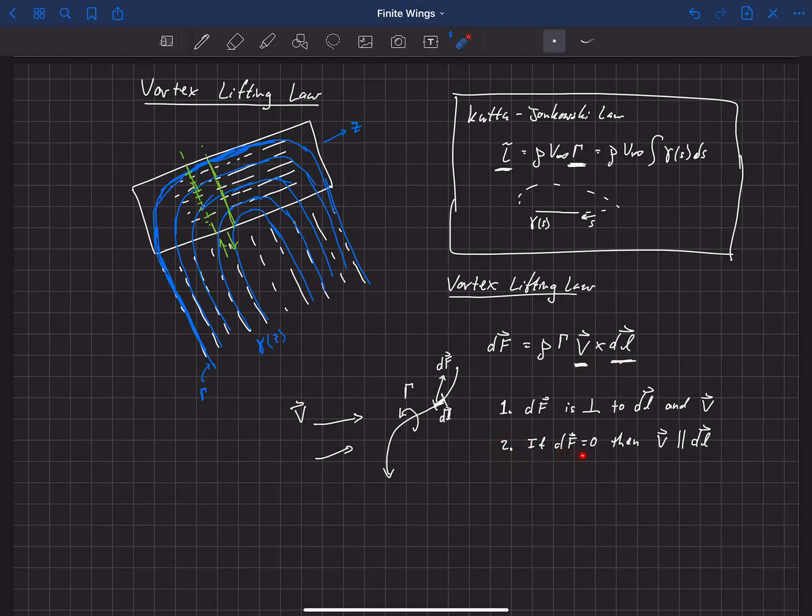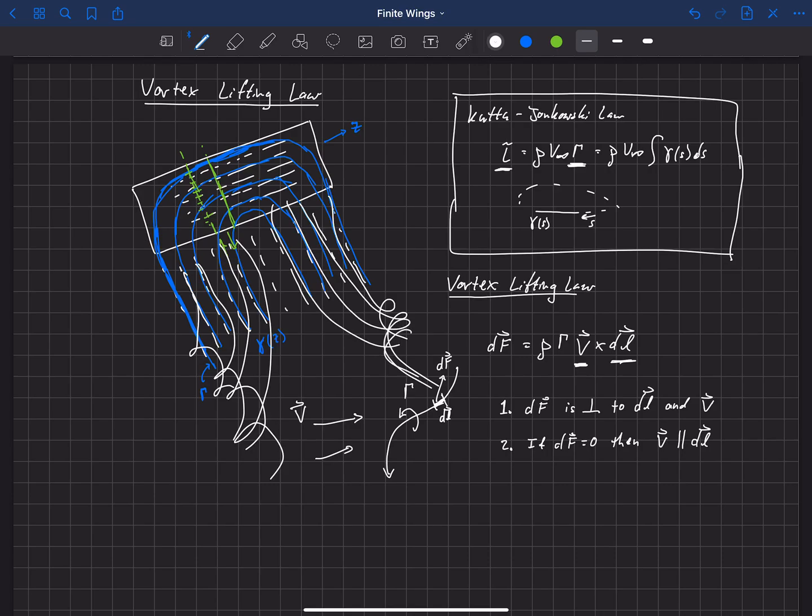Okay, so secondly, if dF equals 0, or the force is equal to 0, then v must be aligned with dl. So that's the case out here. We don't get any lift out in the shed vorticity in this sheet out here. What we learned from that is that this vorticity must be aligned with the free stream, and it actually aligns itself with the local free stream. And so what happens is this vortex sheet will begin to roll up, as I explained earlier. It will roll up into the main two vortices that get shed from that wing. That vortex sheet will eventually roll up into two very strong vortices that are centered just inboard of the wingtip, kind of the center of vorticity. It all gets sucked into those two main vortices.